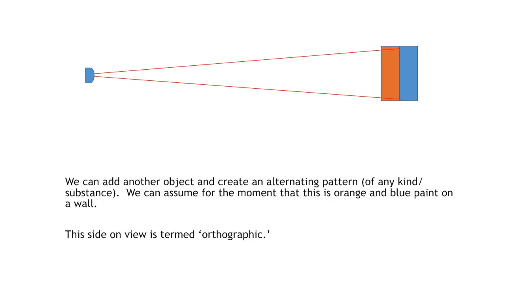We can add another object and create an alternating pattern of any kind or substance. We can assume for the moment that this is an orange and blue paint that are on the wall, and we are looking at that. This side-on view is termed orthographic, when we're kind of looking at the side of the head of the observer and modeling an image.